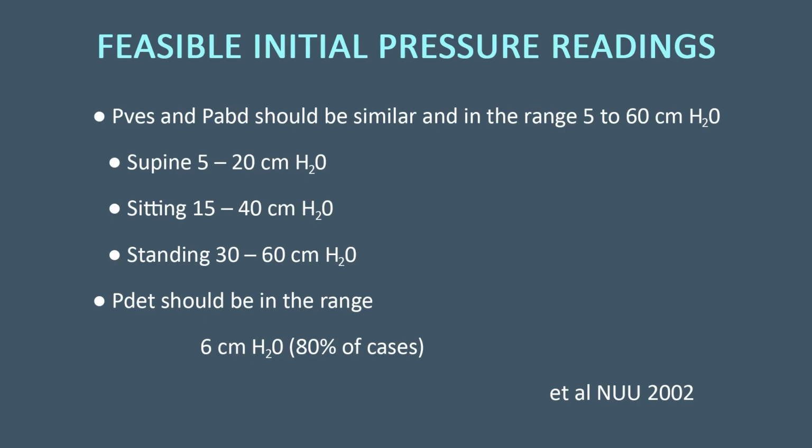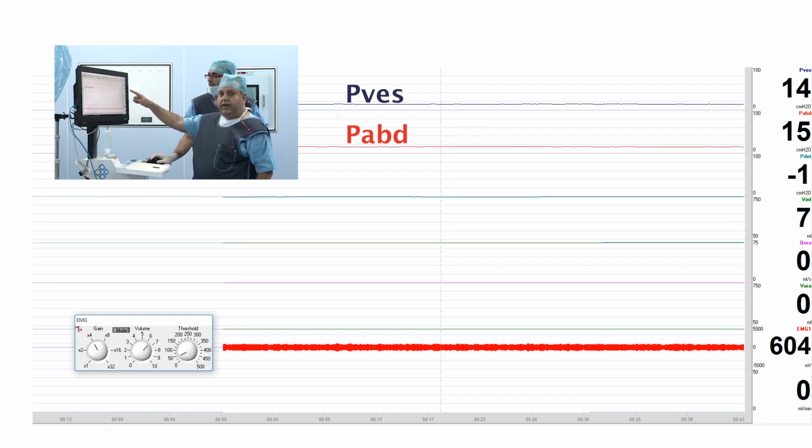Intravesical and abdominal pressures at the start of a urodynamic study are predominantly dependent on the position of the patient. Pressures of 5 to 20 centimeters of water are appropriate if the patient is in supine position. For sitting position, 15 to 40 centimeters of water, and for standing position, pressures between 30 to 60 centimeters of water are appropriate. Body weight may have an additional influence. At the start, detrusor pressure should be in the range of 0 to 6 centimeters of water. We can see that these pressures are fine because the patient is in semi-recumbent position.